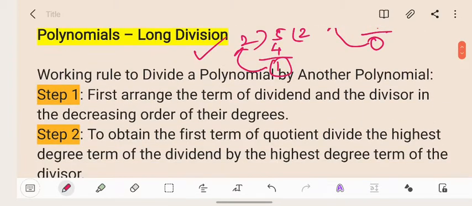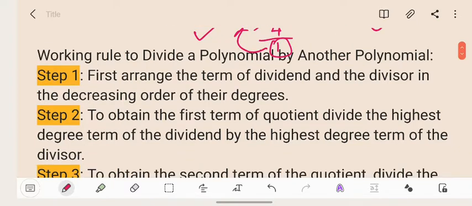So we have a few working rules to go through. I'll quickly go through the working rules here. The first one is, first arrange the terms of the dividend and the divisor in the decreasing order of their degrees. So it is just like this: x cubed plus x squared plus x plus 1, like this. So 3, then 2, then 1, a decreasing order of the degrees.